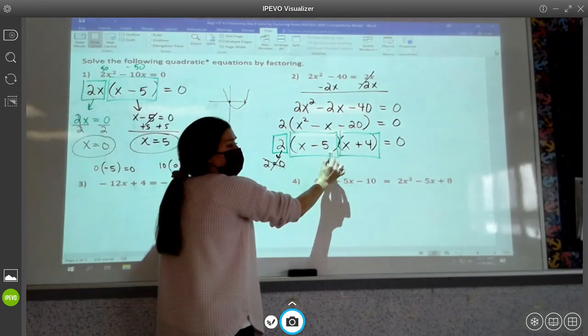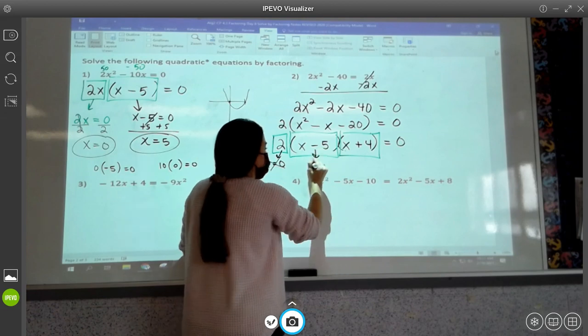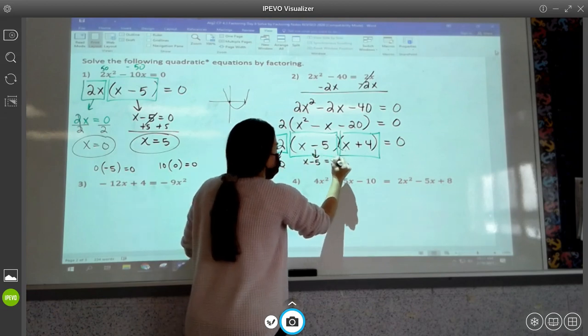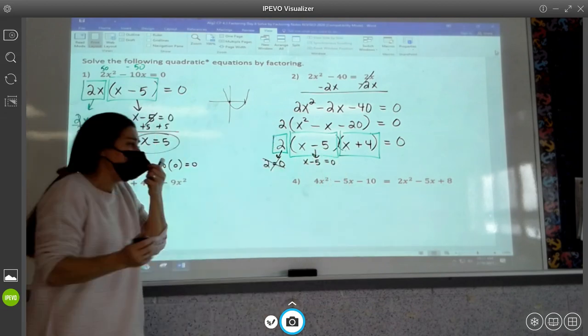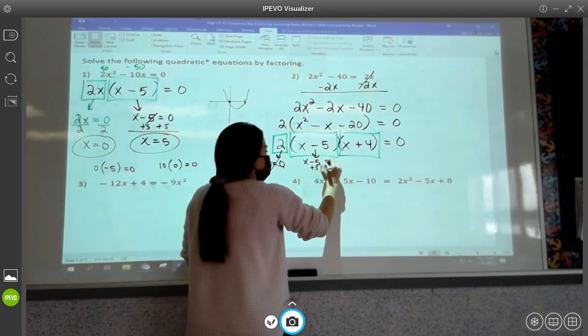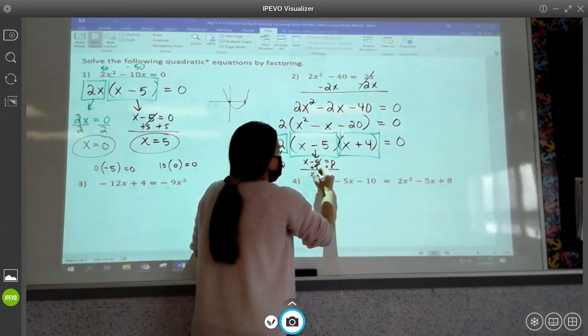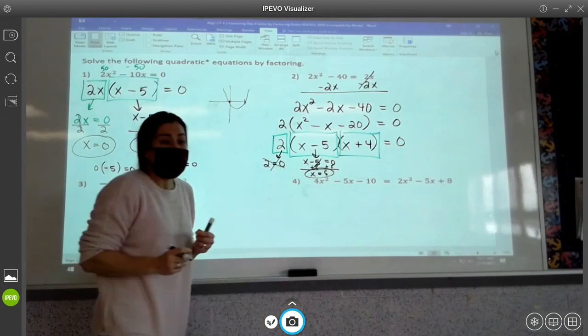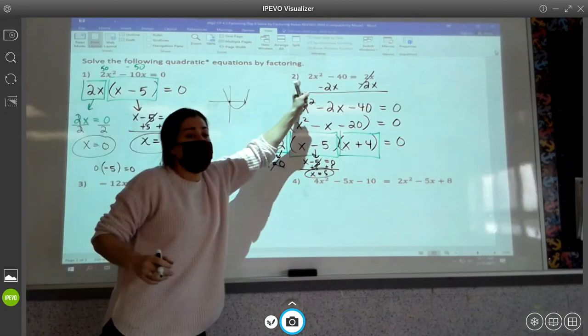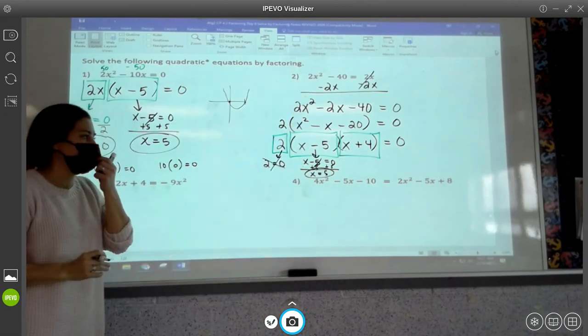All right, what about this? What if this factor was supposed to be our 0? So what's it going to take to make x minus 5 become our 0? What does x need to be? Add 5, and x needs to be 5. So that's one answer to our degree 2 quadratic equation.